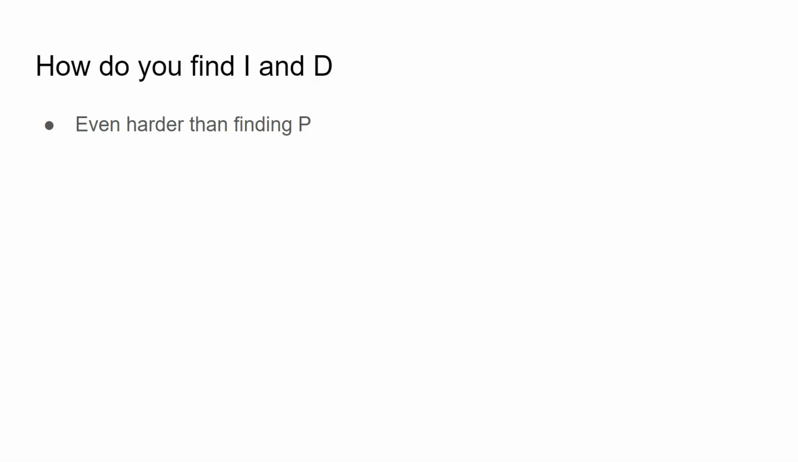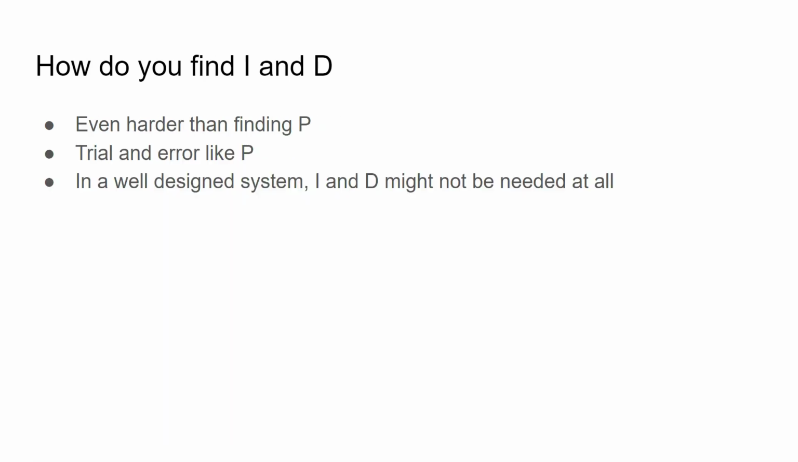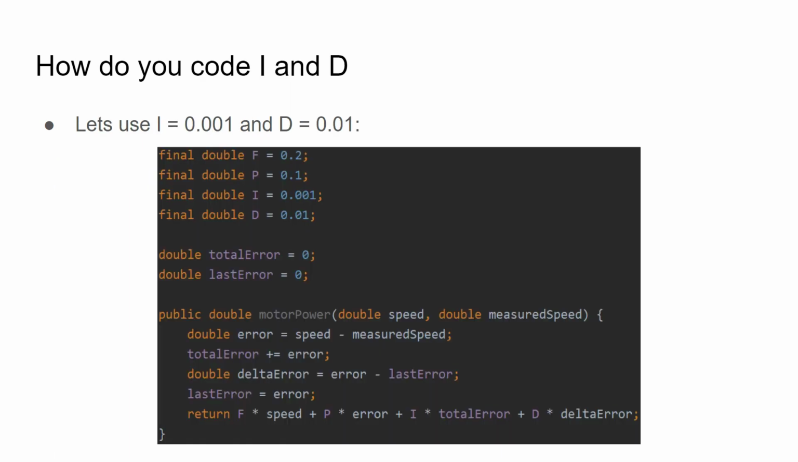How do you find these terms? How do you tune these constants? Well, it's very difficult. I don't even have advice on how to do this. I don't like tuning these terms. If you have low friction in your system, low static friction, if you have your F set correctly, and if you do a path blending, which we'll talk about later, you might not need I and D at all. So, with a grain of salt, maybe just set these to 0.